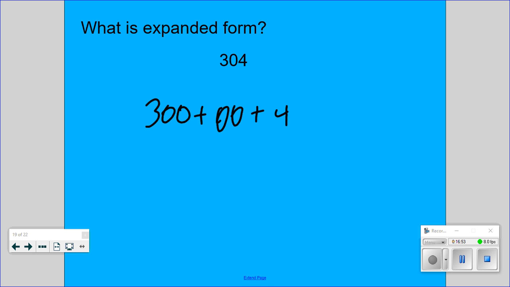This is it, an expanded form. Put it in standard form first. 2,722. And then we will expand it out to the side. Please write on the line. I don't know why some of you are writing gigantic. No, you don't need to do all that.